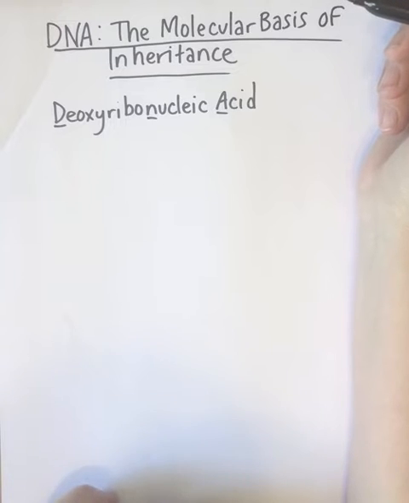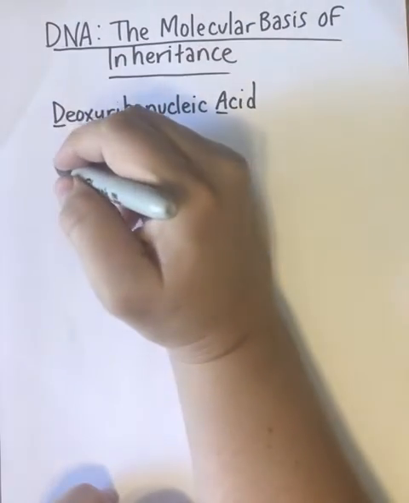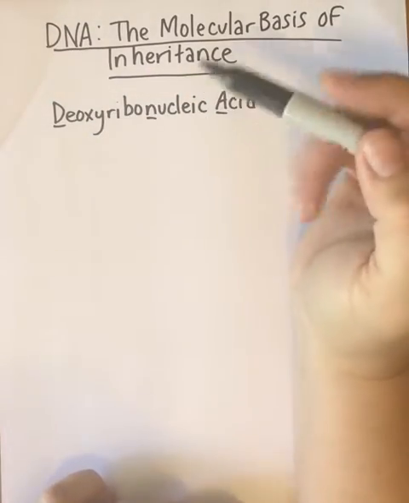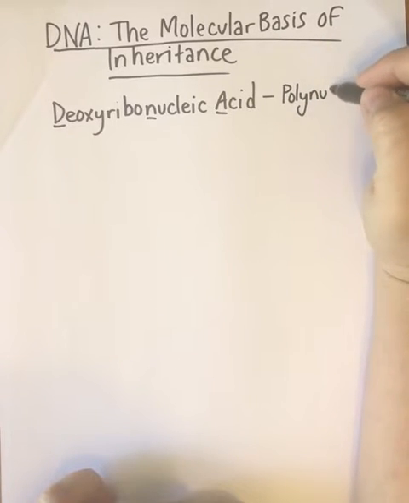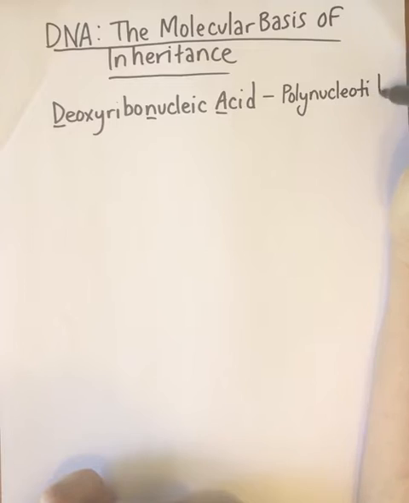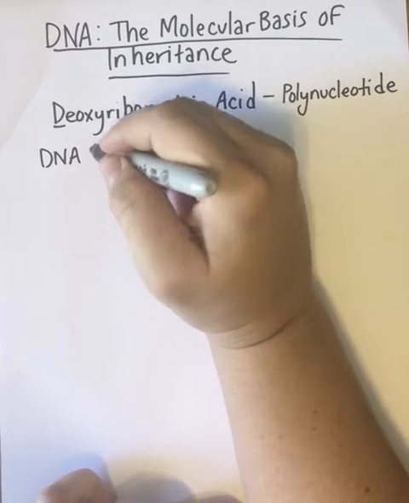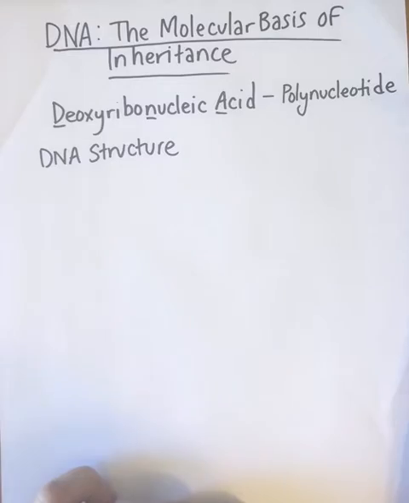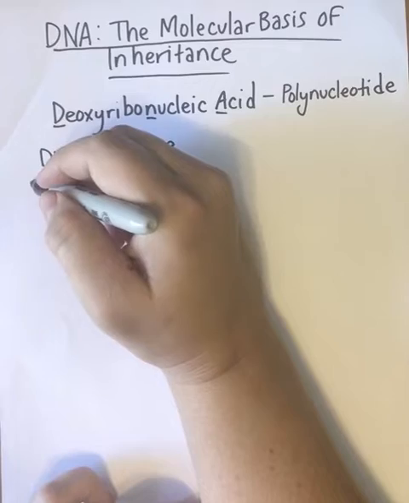So the first thing that we're going to talk about is DNA structure. This should be a review because we learned this when we learned biological molecules. Now, deoxyribonucleic acid is a polymer. It is what we call a polynucleotide. So when we talk about DNA structure, the first thing that you need to understand is DNA is a nucleic acid, which is a polynucleotide.